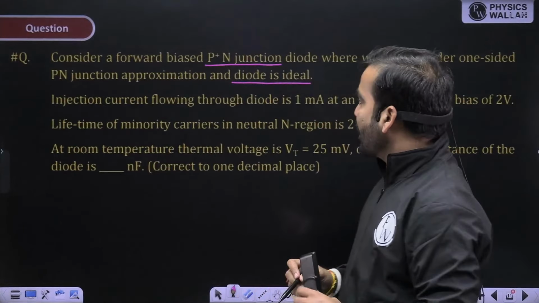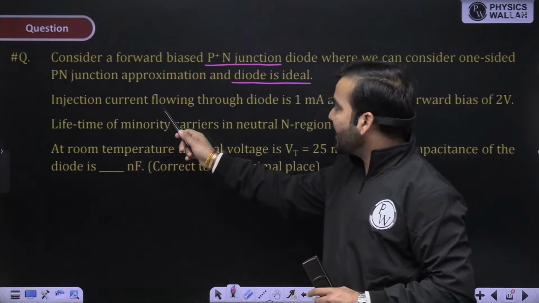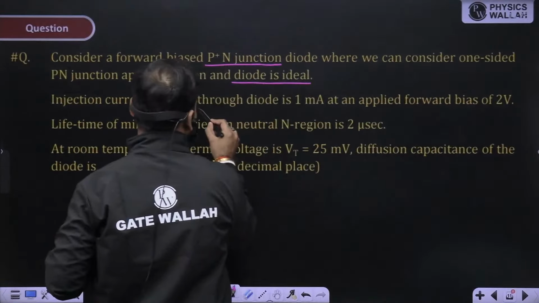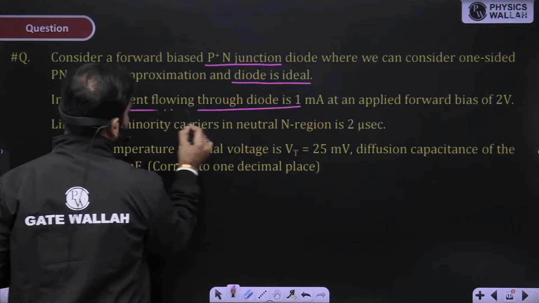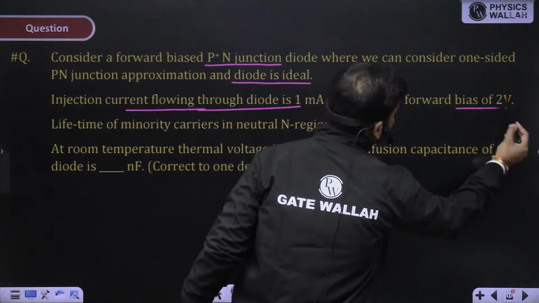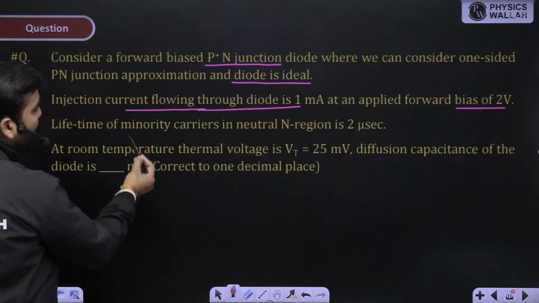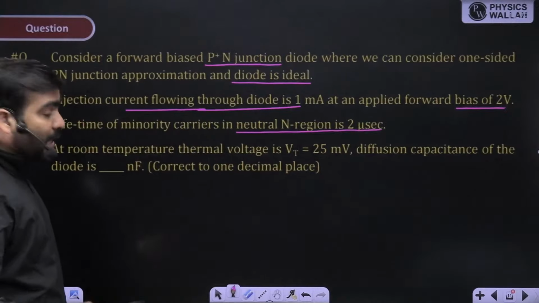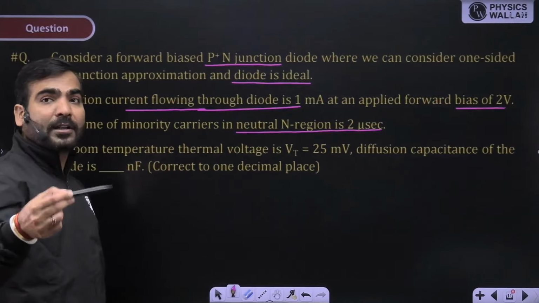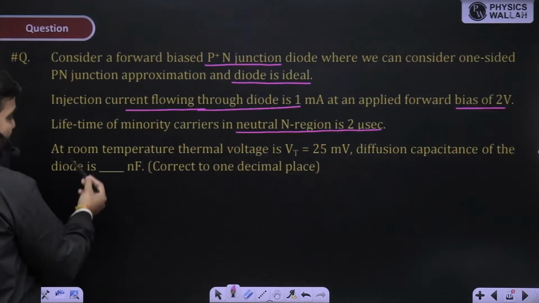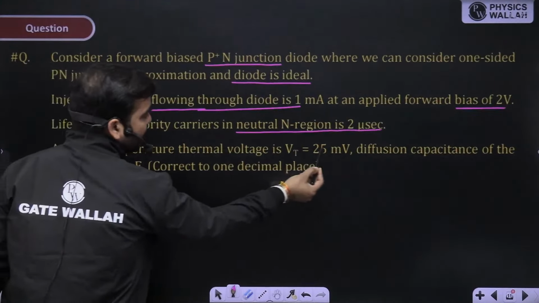Question is, injected current flowing through the diode is 1 milliampere. Injected current means in the forward bias PN junction there is an injection current. Current is given at an applied voltage of 2 volt. Lifetime of minority carrier in neutral N region is 2 microsecond. In the N region, lifetime of minority carrier, what is given? Tau P is given, current is given. At room temperature, thermal voltage is this much.